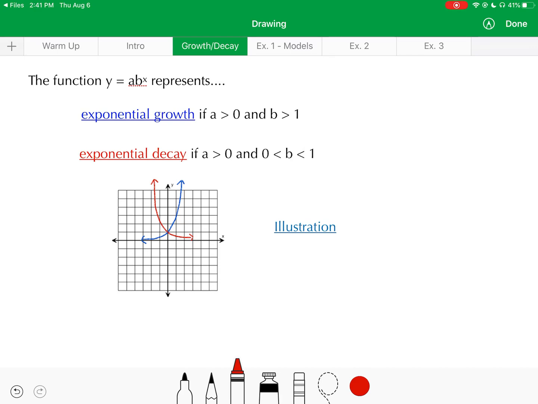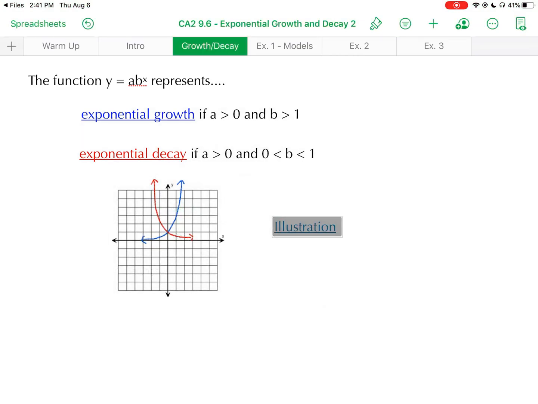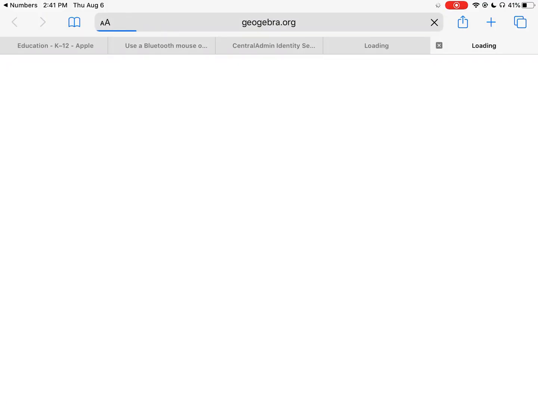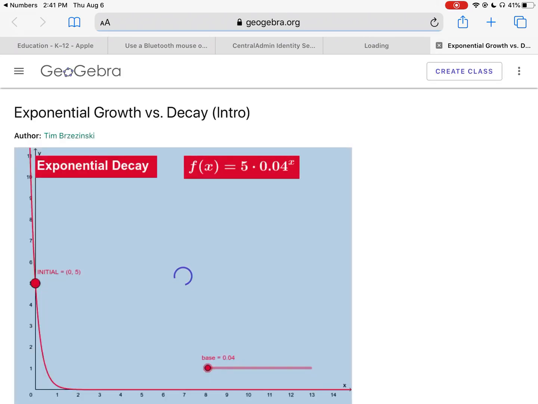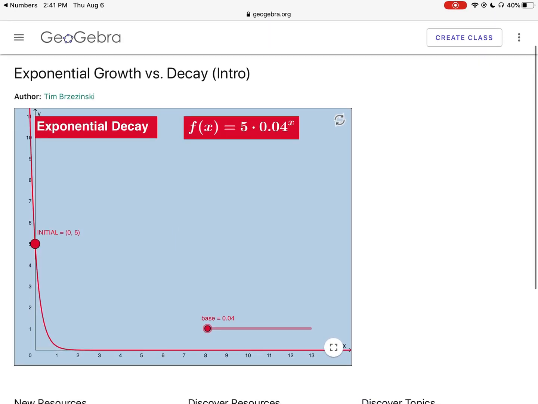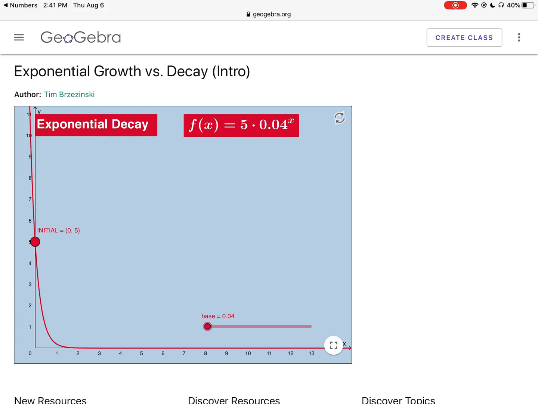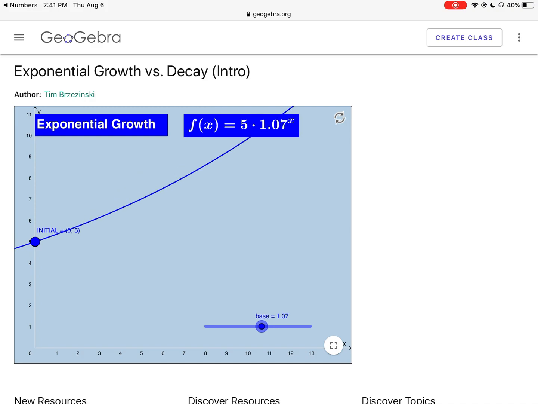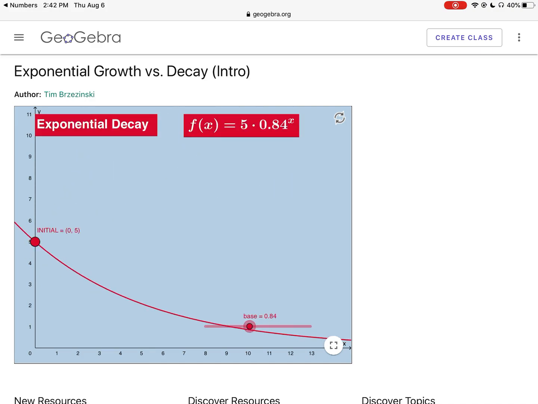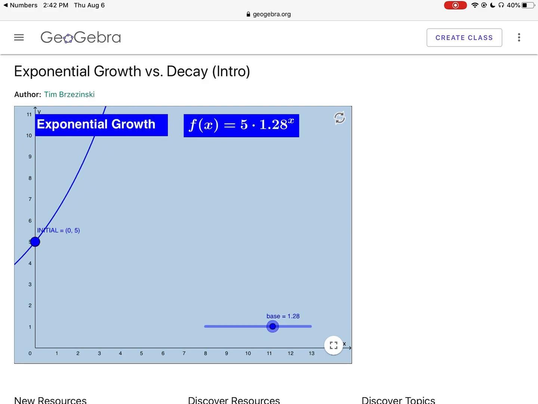Okay, now let's kind of illustrate this a little bit more for you. All right, so right now you can see I have a situation of exponential decay. That's because the base of this function is a number smaller than 1. But you can see the second that that base becomes larger than 1, I end up with a growth situation. Okay.